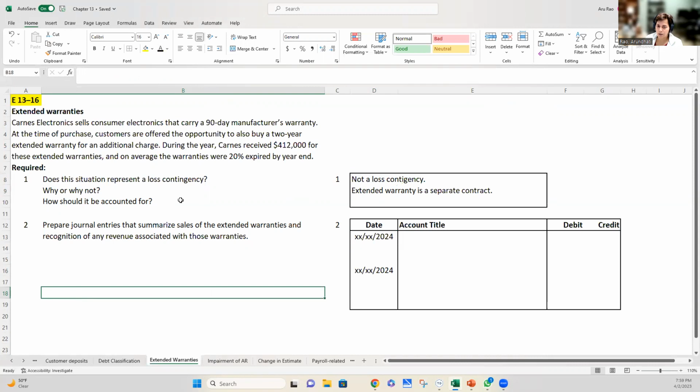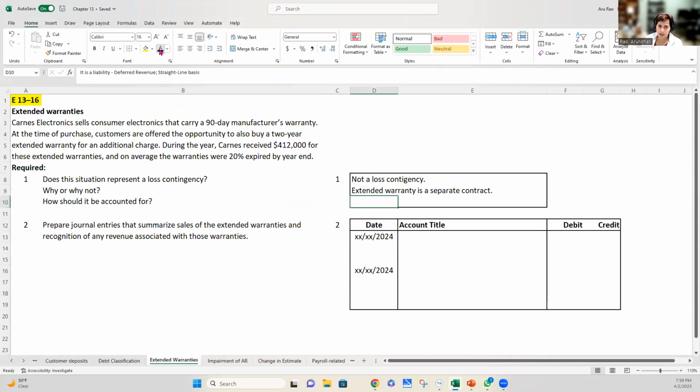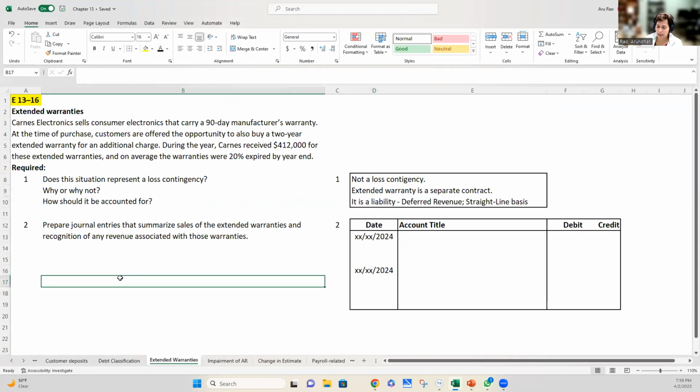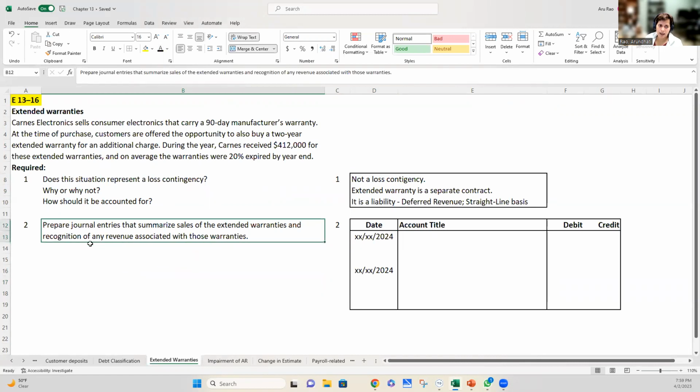And how do you account for it? We use the straight line method. Okay, it's a liability right now. I recognize a liability. It's a deferred revenue. On a straight line basis, I'm going to recognize revenues. In the second part, they've asked us to do the journal entry when I collect cash and I make the sale, and then to recognize revenues associated with the warranties.